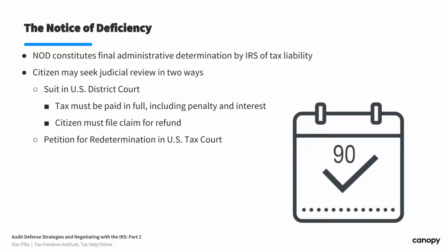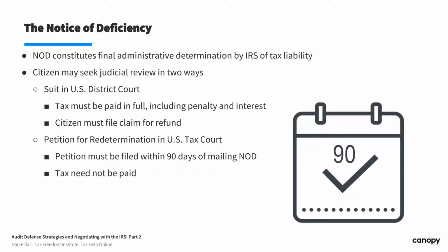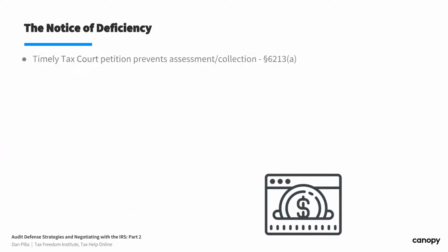The petition has to be filed with the court within 90 days of the date of mailing the notice of deficiency. The notice of deficiency has a date in the upper right corner, and it also has in the upper right corner an entry that says last day for filing petition. It gives you that date 90 days out, and that is the day on which you have to file the petition for redetermination. All right, now, a timely tax court petition prevents an assessment. Under Section 6213, the IRS cannot touch a nickel's worth of your assets while the case is in court.